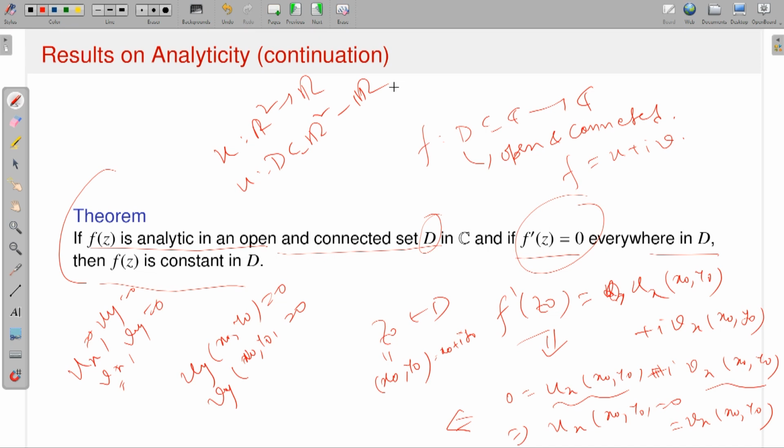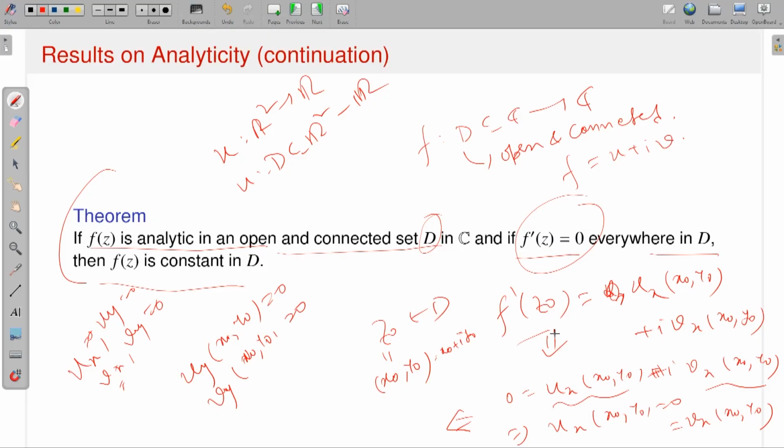Okay, is it clear? First you have the analyticity, you just write u plus iv. Using the hypothesis, you conclude that ux and uy are 0. From the differentiability, you have ux and vx are 0. Then using the Cauchy-Riemann equations, you can say that ux is 0 and uy is 0 at that point x0, y0. Since it is analytic at each point, ux and uy are 0 at each point of my domain. Now u is a function from the open connected set D, a subset of R2, to R, and the partial derivative of u with respect to x at any point is 0, and similarly the partial derivative of u with respect to y is also 0.